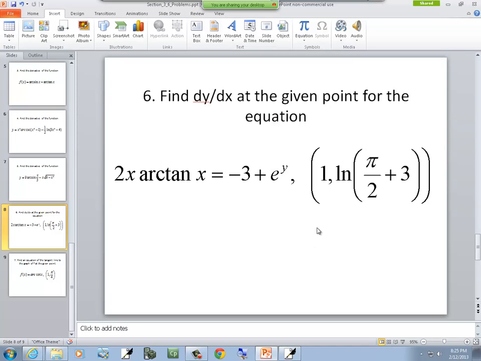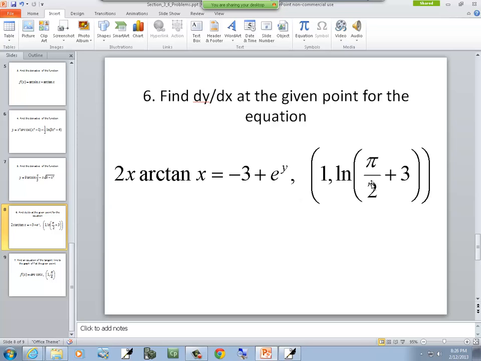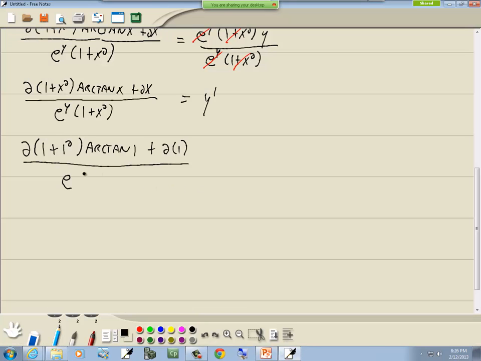So our x is equal to 1. So we'll put 1 in for the x. So I got 2 times 1 plus 1 squared arctangent 1 plus 2 times 1 over e to the y. And y is the natural log of pi over 2 plus 3. So this would be natural log of pi over 2 plus 3 times 1 plus x squared. And x we said was 1, so we got 1 plus 1 squared.